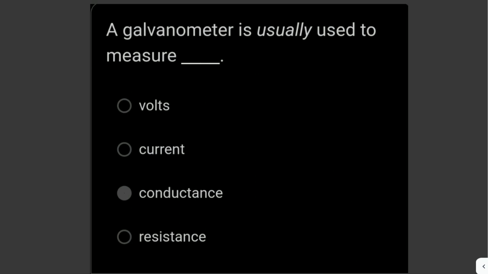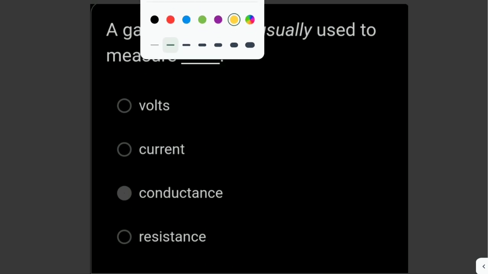A galvanometer is usually used to measure volts, current, conductance, resistance. So a galvanometer is a type of ammeter which is usually used to measure electric current. So the answer here is current.